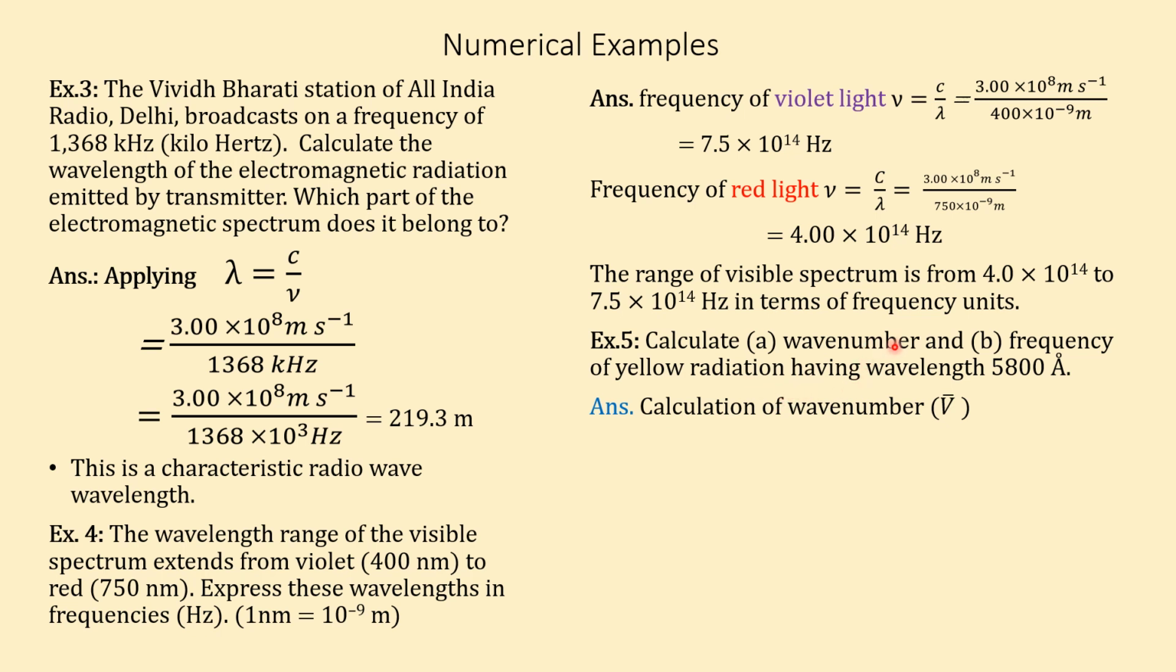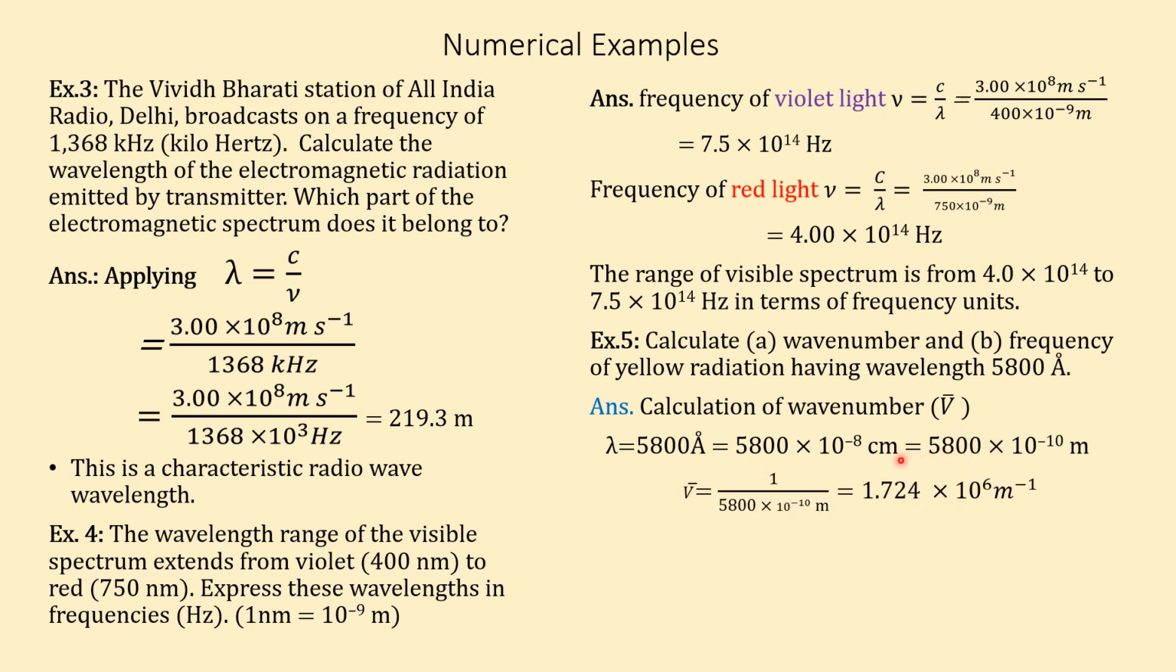Now first we will calculate the wave number. We know that wave number is 1 by lambda. First let us convert the given value of lambda into meters. So lambda is equal to 5800 Angstroms. That becomes 5800 into 10 to the power of minus 8 centimeters, and converted again to meters, it becomes 5800 into 10 to the power of minus 10 meters.